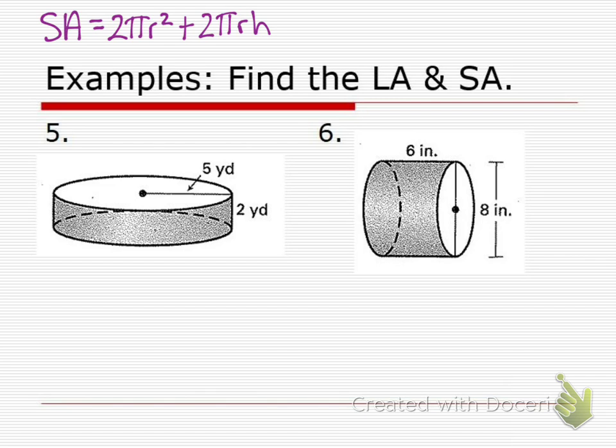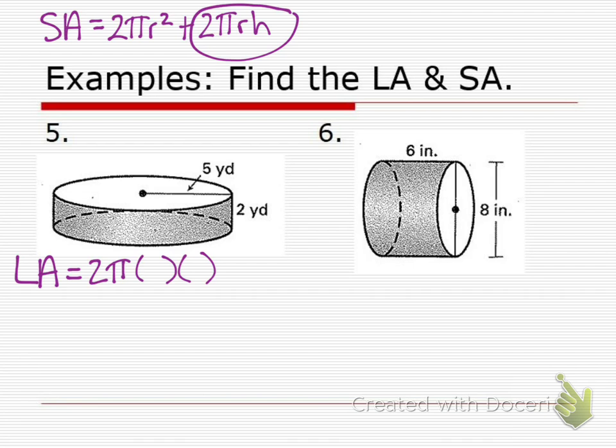You can do either, but it's easier if we find lateral first. It's the shorter one, the quicker one, the smaller one, and then we can reuse it when we find surface area. So to find the lateral area, we just need the second part of our surface area formula: 2 times pi times r times h.